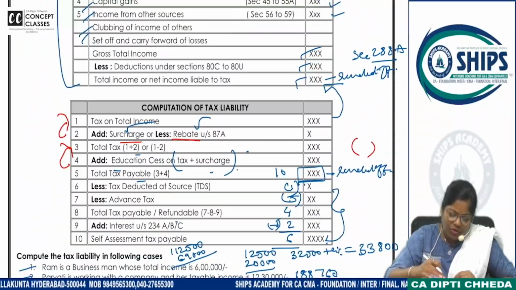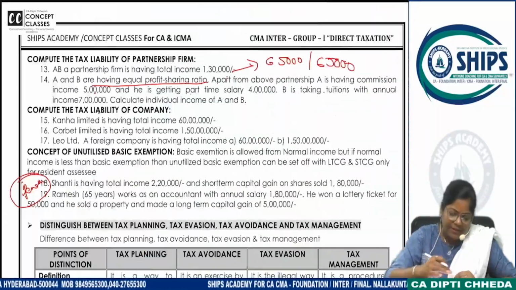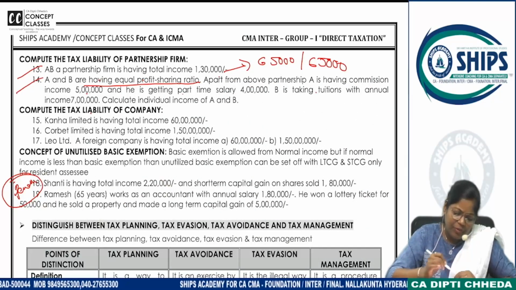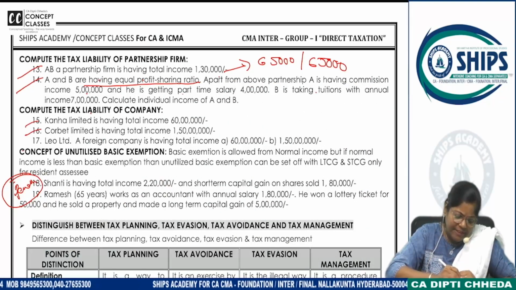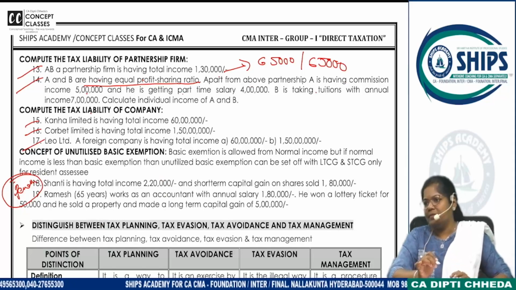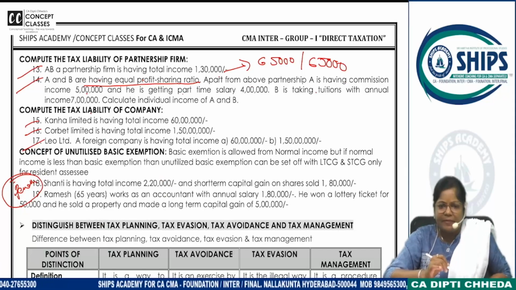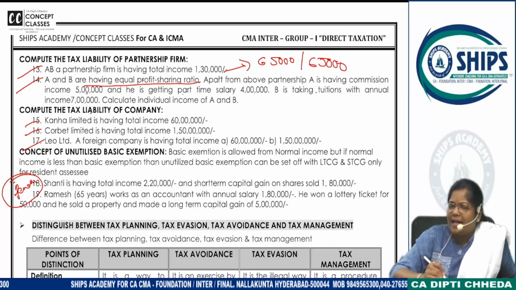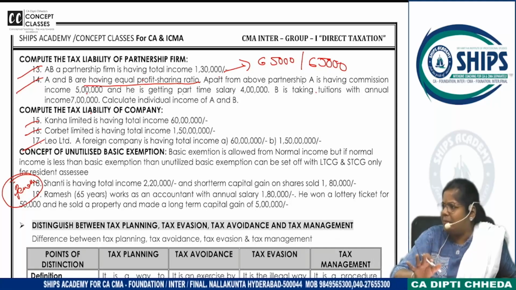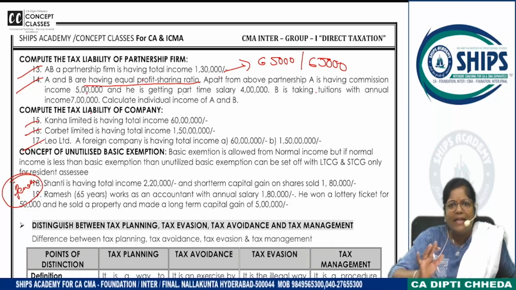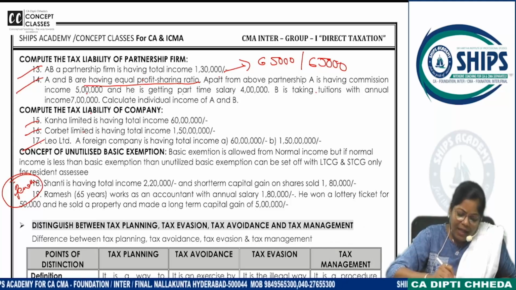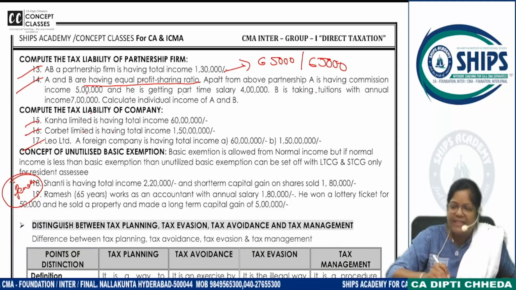चलो जल्दी से आ जाओ, कुछ और problems करते हैं. 12th हो गया, 13th and 14th हो गया. We'll do 15, 16, 17 now. Shall we do it? Start करें. You want to write again the tax rates in notebook or clear for company? Clear? Yeah. Kanha Limited is having a total income of 60 lakhs.